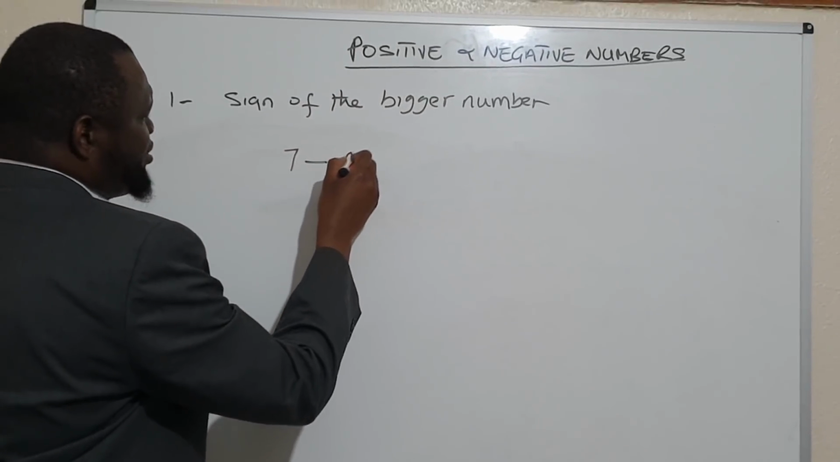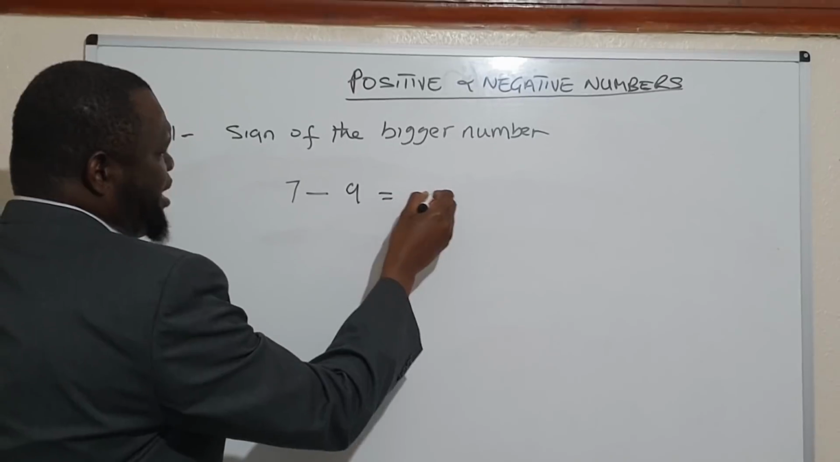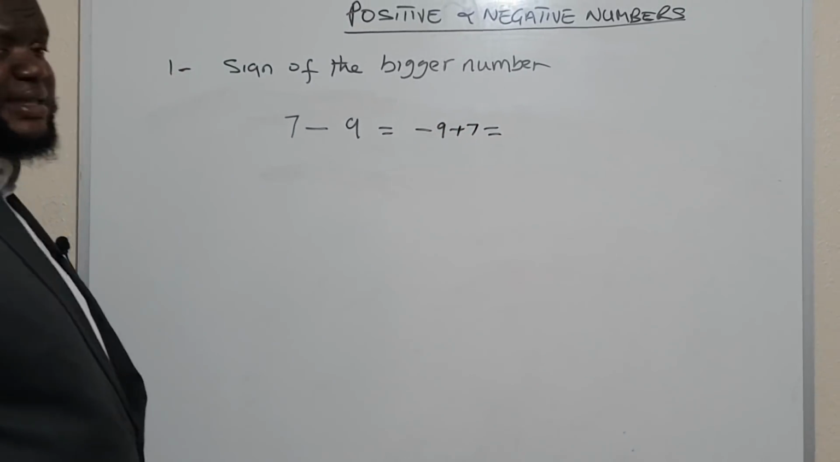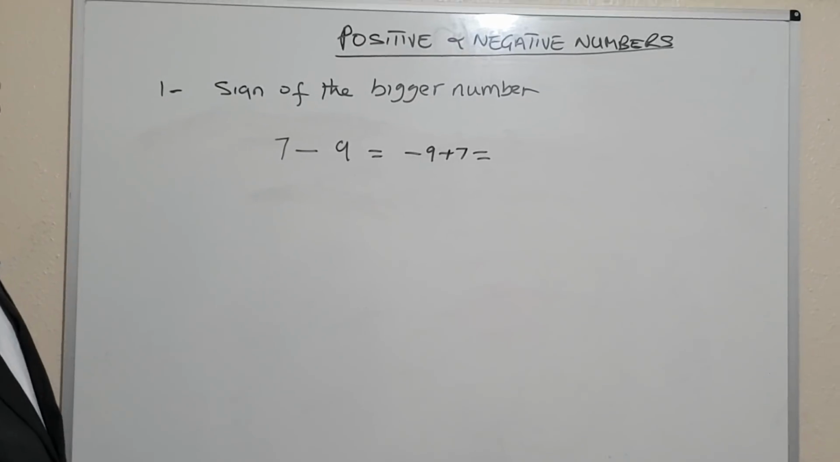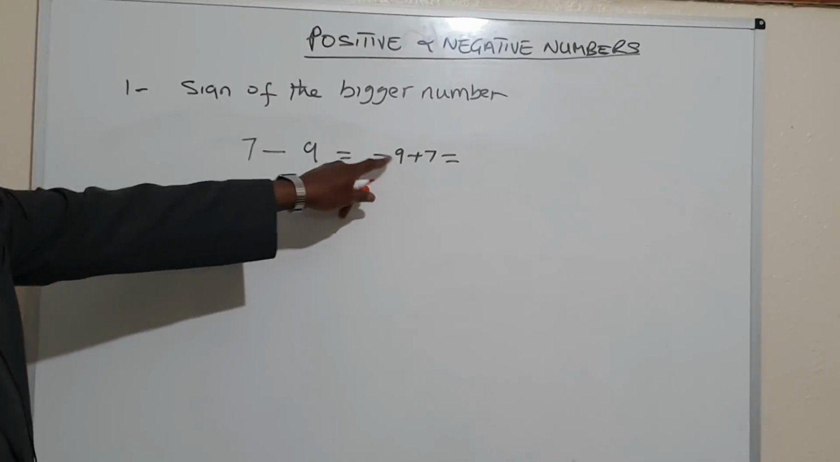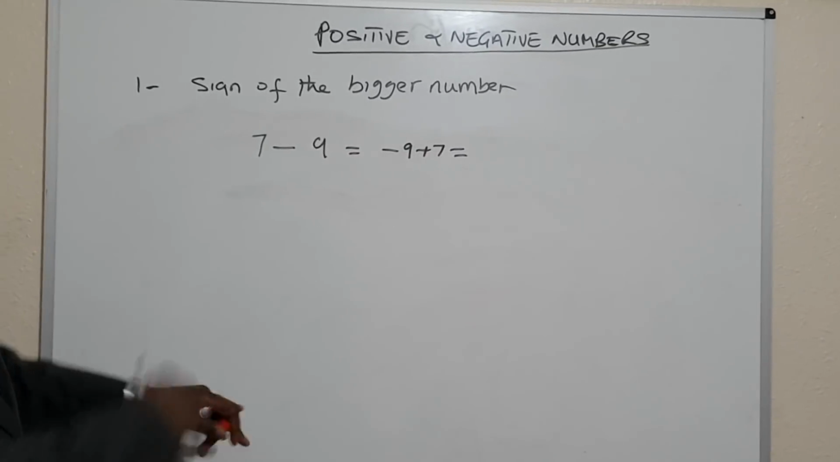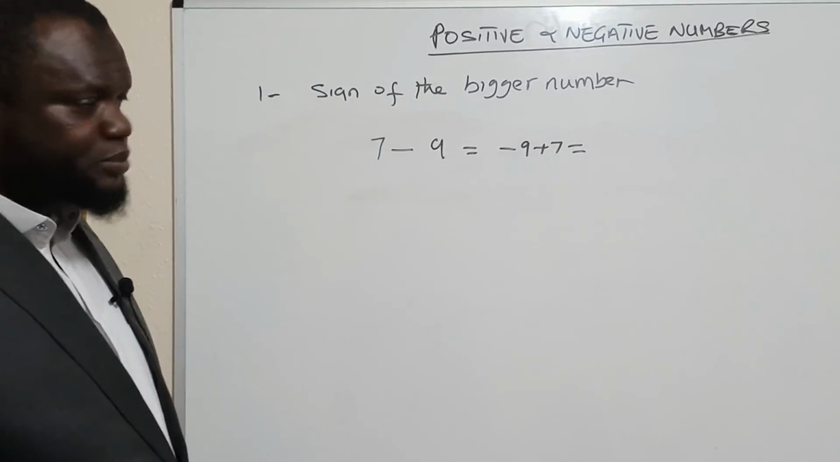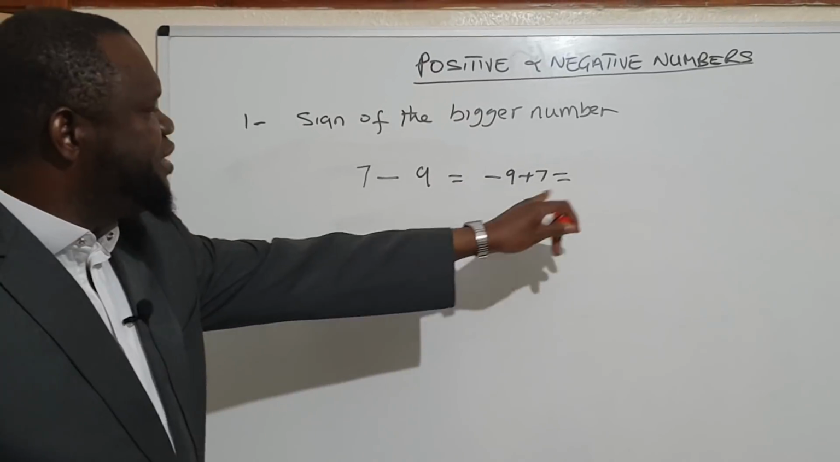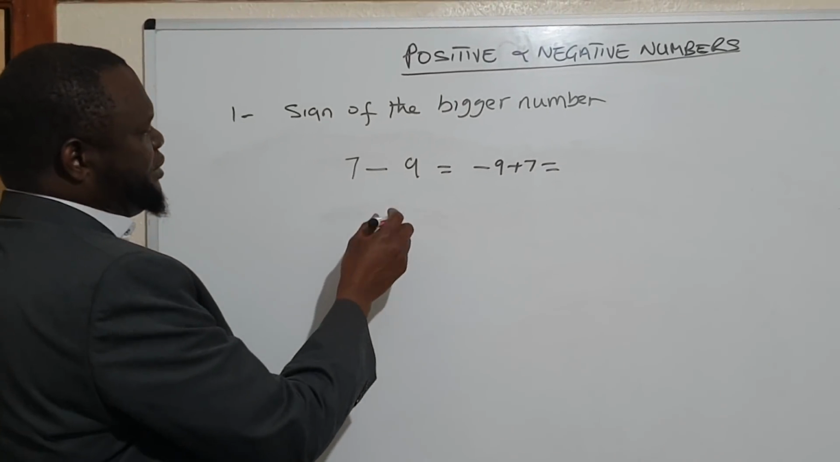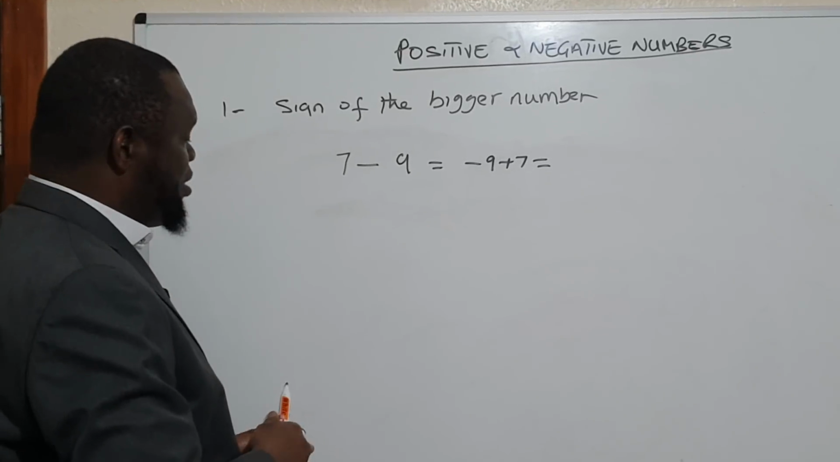First of all, 7 minus 9 can also be written as minus 9 plus 7. Is there any change in the signs? No. Minus 9, minus 9. Plus 7, plus 7. So however you arrange it, it's the same. And it's all going to be the sign of the bigger number. The sign of the bigger number here is what? 9. Okay, 9 is the bigger number, okay?